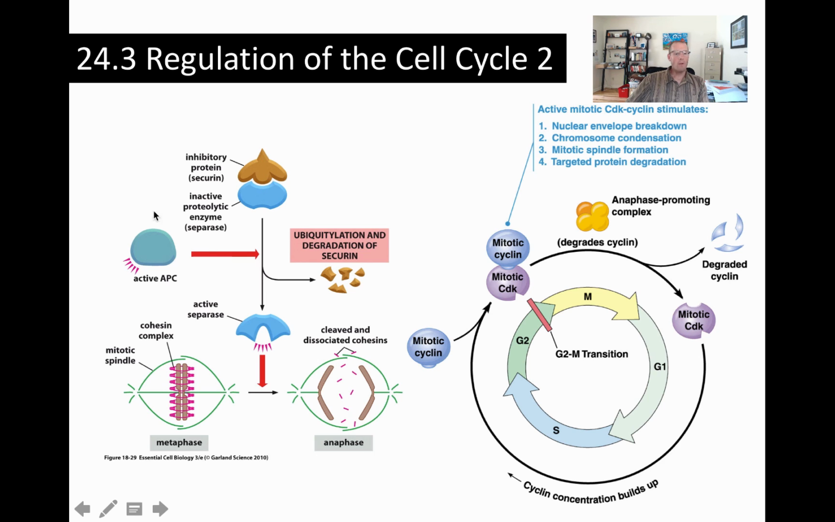And so when you activate APC with the mitotic cyclin and CDK complex, you phosphorylate APC. APC degrades Securin. So if we take Securin away, we're taking away the inhibitor of separase. That means that separase can work on cohesin. And so the released separase degrades cohesin, and that means we can do the metaphase to anaphase transition.